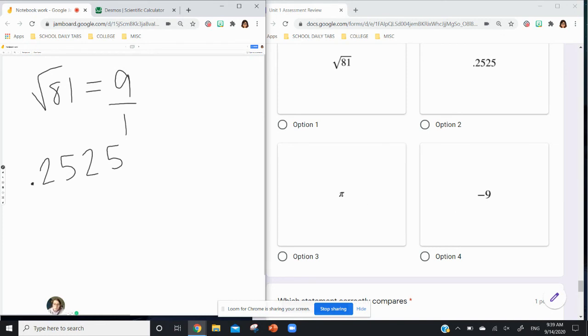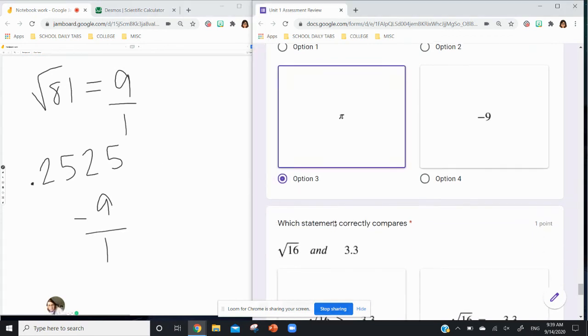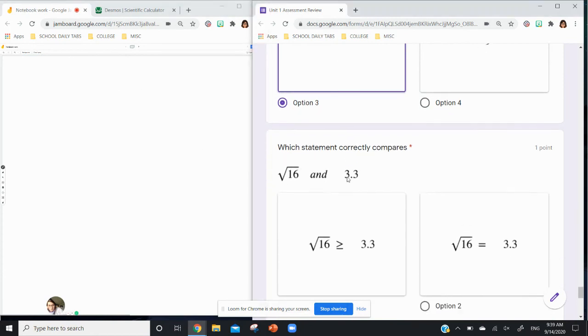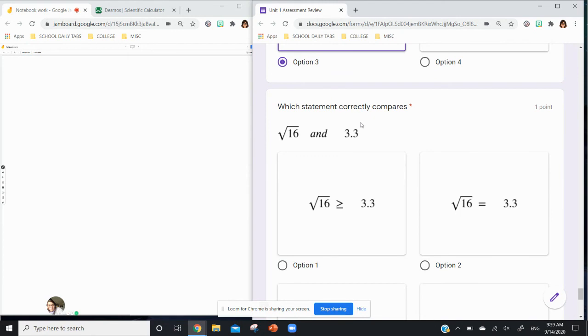-9 can be written as a fraction because I can just stick a 1 under it. So option 3 is the choice here. Okay. Which statement correctly compares these two?